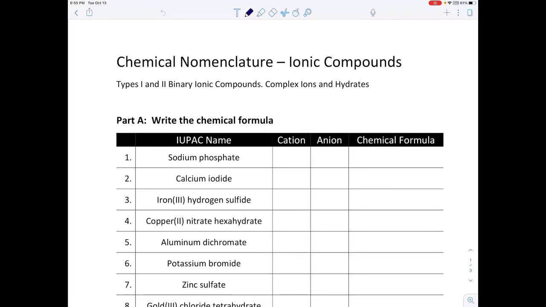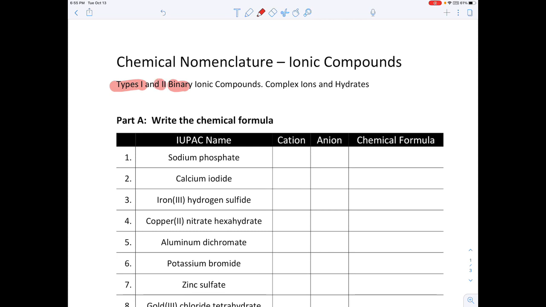Alright, in tonight's video we're going to take a look at ionic compound nomenclature. So how to name and write chemical formulas for ionic compounds. There are several different kinds of ionic compounds. Type 1 ionic compounds that are binary mean they have just two elements. That's what binary means. And type 1 means that the cations have only one possible charge.